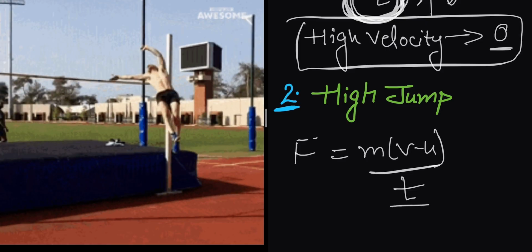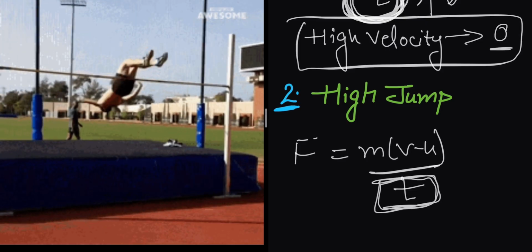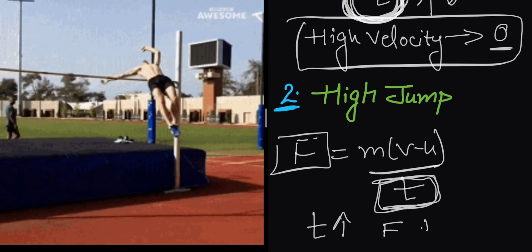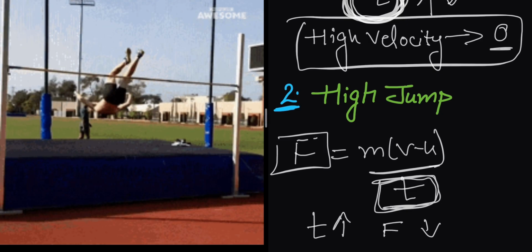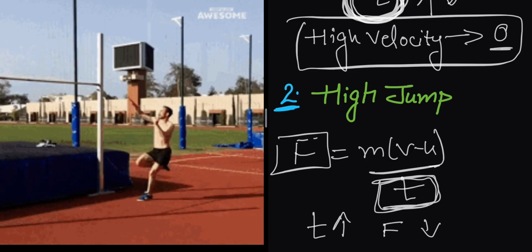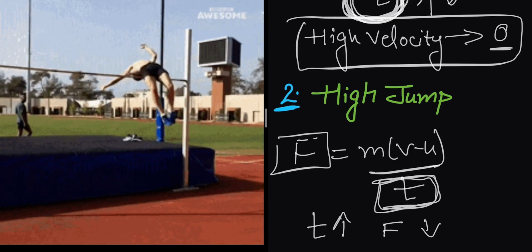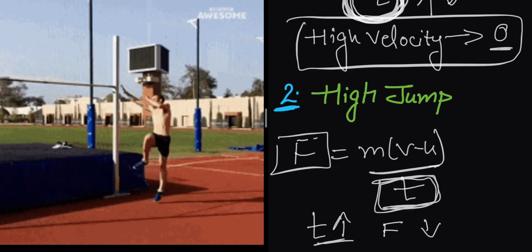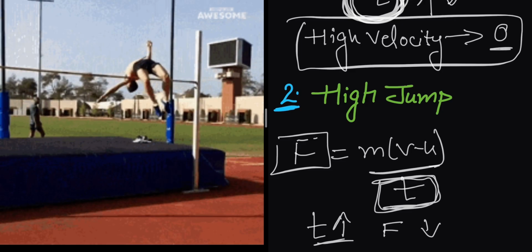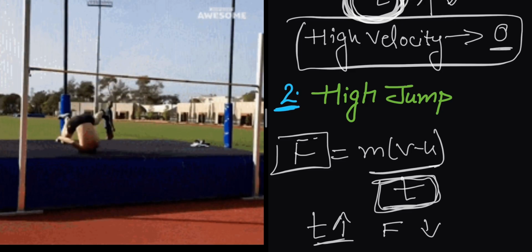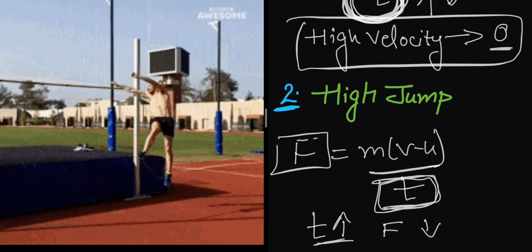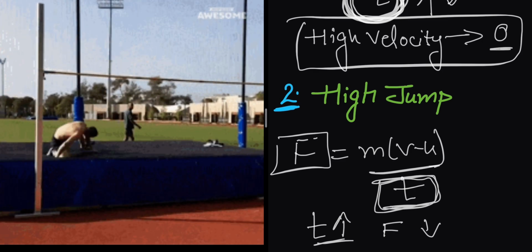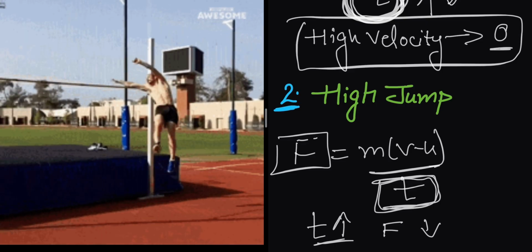So if the time period will increase here, again the force will decrease. If time period will increase, the force will decrease. So why are these beds made cushion beds or sand beds? Because on falling on them, it will increase the time during which the high velocity of the athlete reduces to zero, and this would decrease the rate of change of momentum and hence the force acting on the athlete, and in this way the injury to the athlete is avoided.